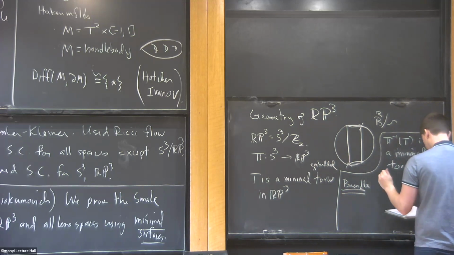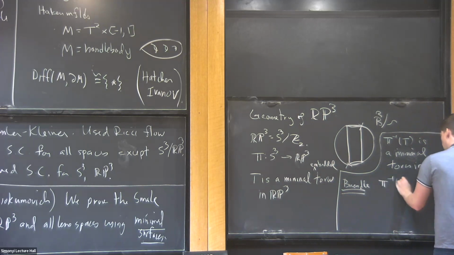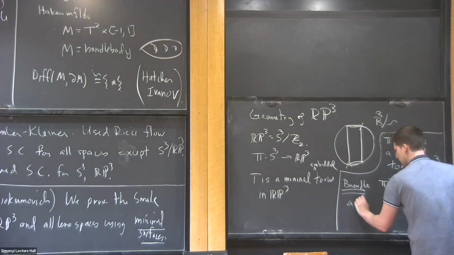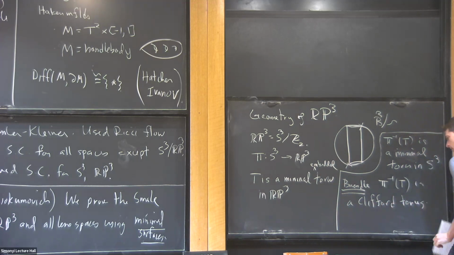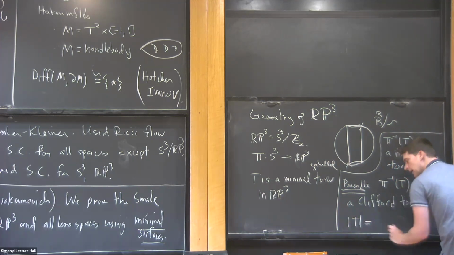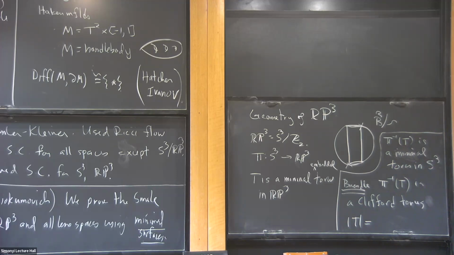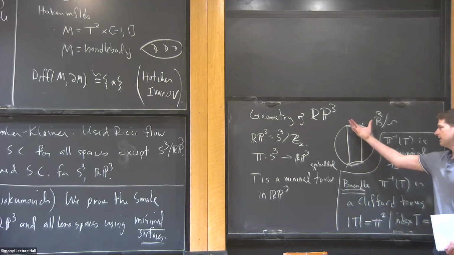So what Brendel proved is that the pullback of this torus is a Clifford torus. In particular, we know that the area of the Clifford torus in S3 is 2 pi squared, so this is just 1/2 of it, which is equal to pi squared. And if you compute the Morse index of this torus, it's equal to 1. The Clifford torus in S3 has index 5, but when you go mod 2, it only has index 1.